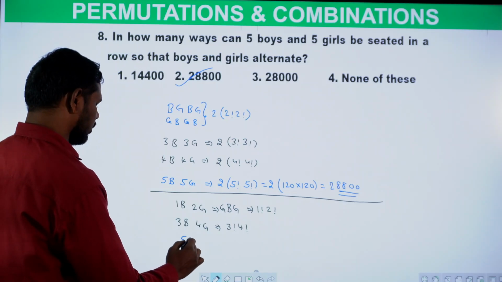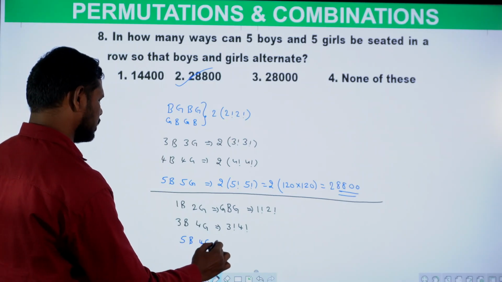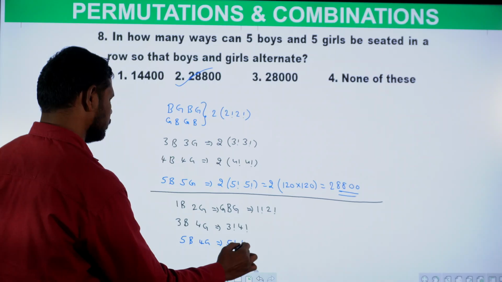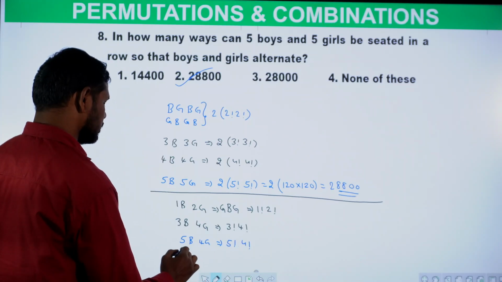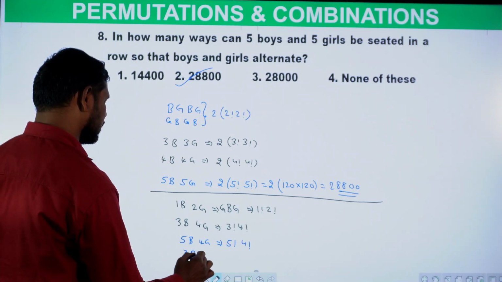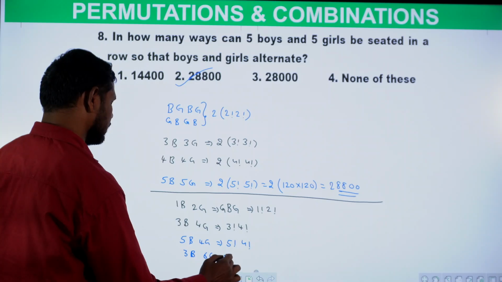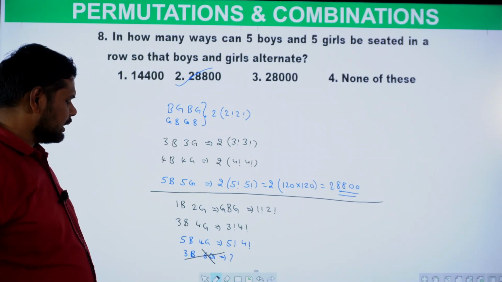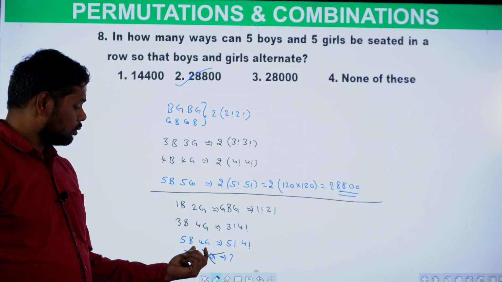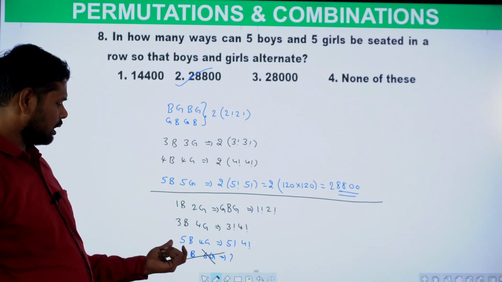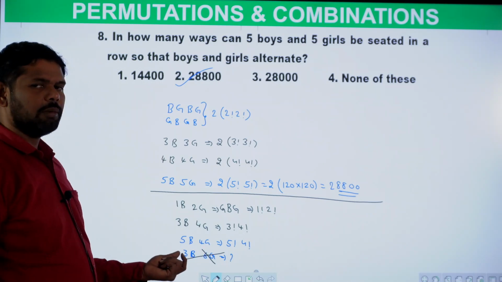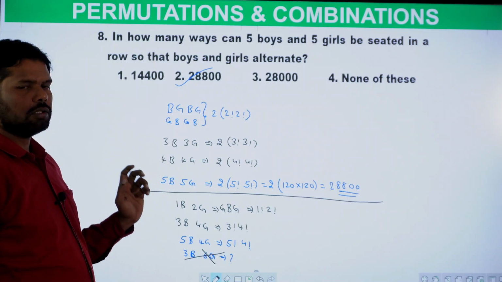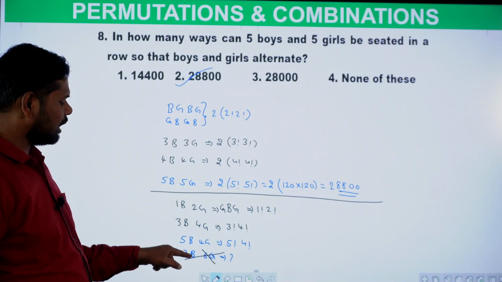Suppose 5 boys and 4 girls. So 5 factorial into 4 factorial. That is the case. Suppose 3 boys and 6 girls. Here it is not possible. We discussed already. Why? Definitely there is a chance of 2 girls adjacent to each other after arranging those 3 boys and 6 girls alternately. So it is not possible to arrange them alternately.